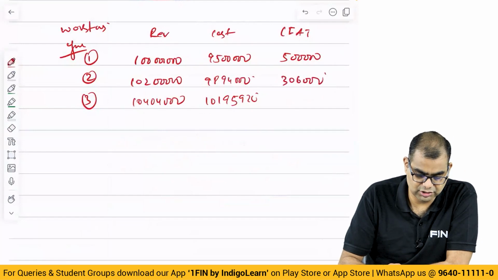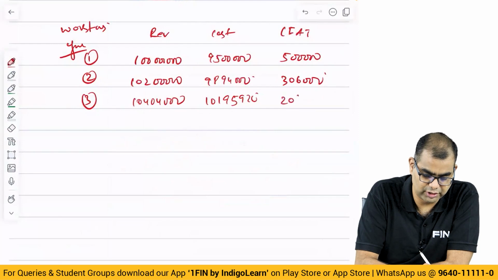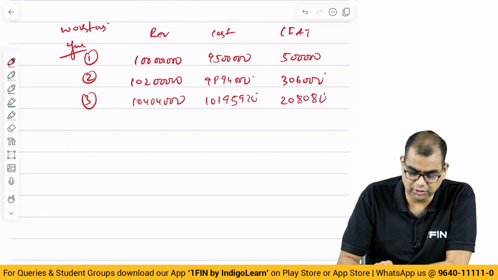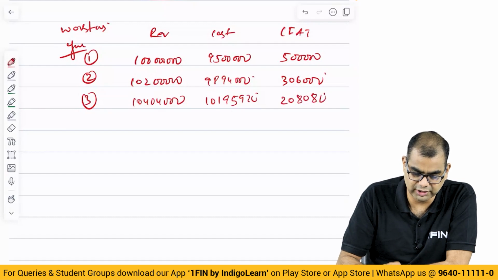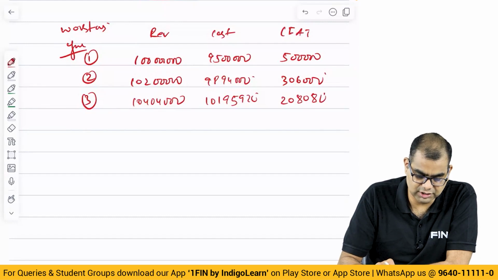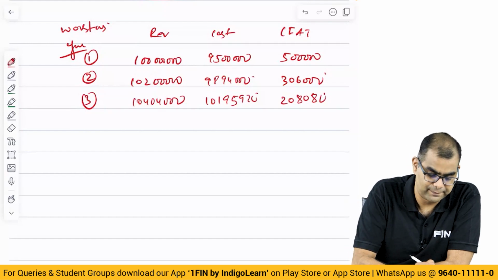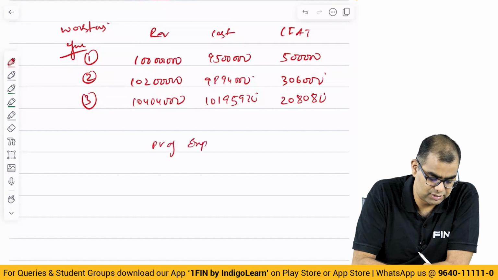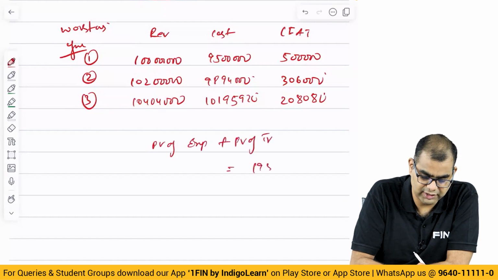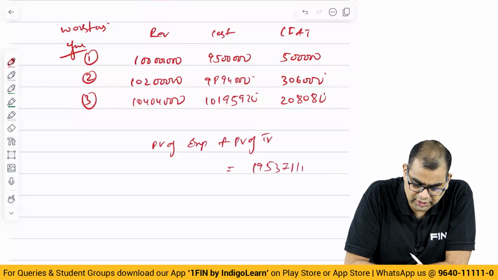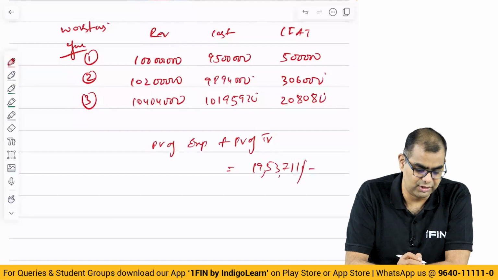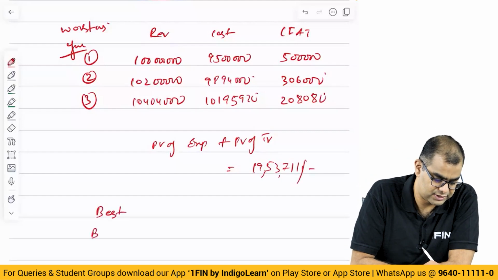And this is 104,04,000 minus 101,95,920, which is 208,080. So 208,080 into 0.5787 is equal to M plus 208,080 into 10 into 0.5787 is equal to M plus 306,000 into 0.6944 is equal to M plus 5 lakh into 0.8333 is equal to M plus. So you get PV of explicit plus PV of TV equal to 19,53,711. Okay.